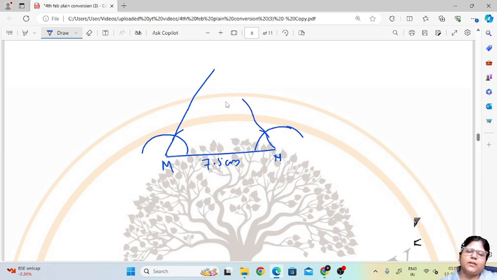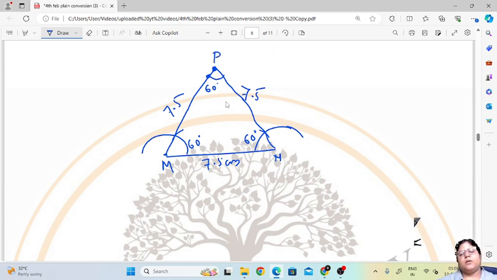Now with the ruler you will measure this line, 7.5 centimeter, and mark it. If your 60 degrees is perfect on this and this, automatically the third angle will also give you 60 degrees. The name will be P on the top, PMN. This will be the triangle PMN.